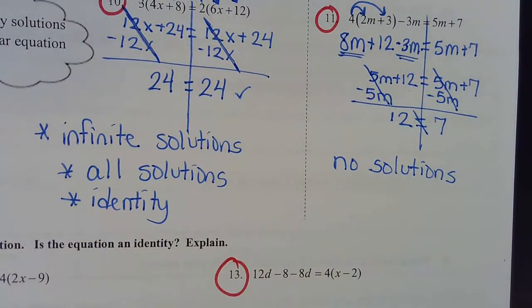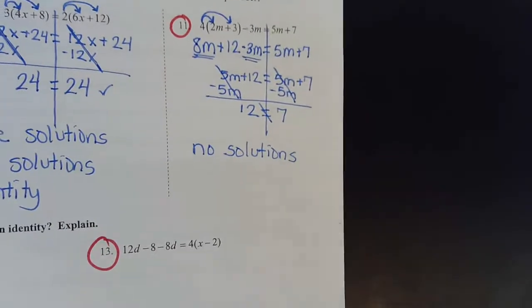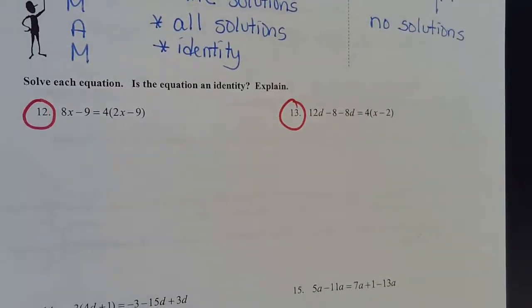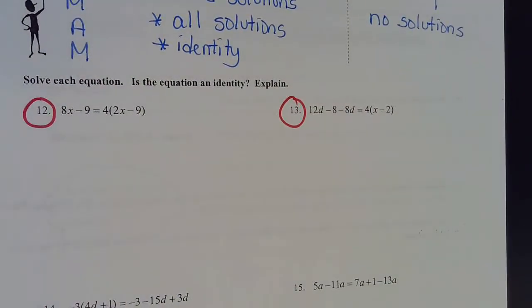Yes? I was going to ask if x equals a number is the one solution. Yes, that would be your one. So you have one solution, no solutions, all solutions. You don't have to say one solution because you're finding it. Okay, on your own, try 12 and 13. Try those ones out.